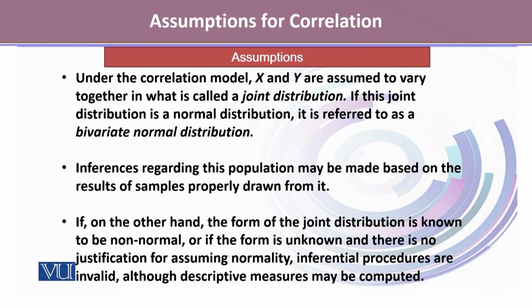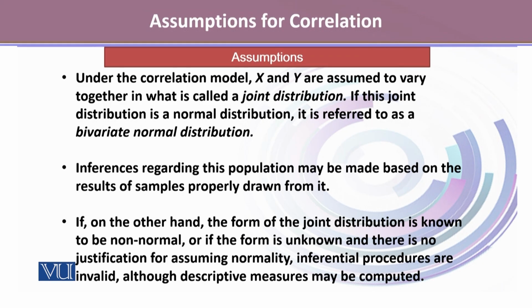Under the correlation model, X and Y are assumed to vary together in what is called a joint distribution. And if this joint distribution is normal distribution, it is referred to as a bivariate normal distribution. And inferences regarding this population may be made based on the results of samples properly drawn from it.